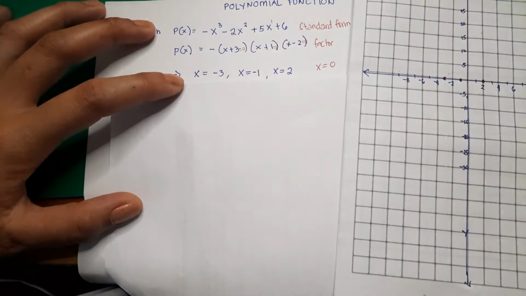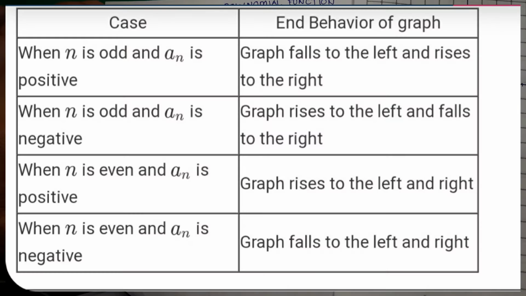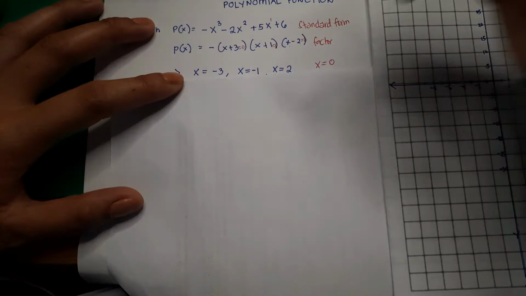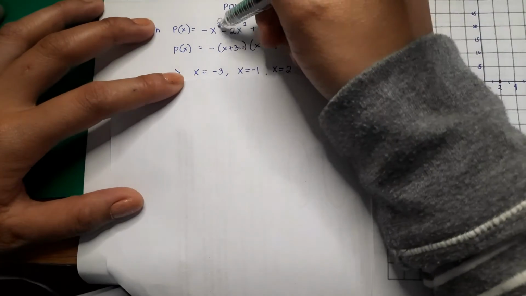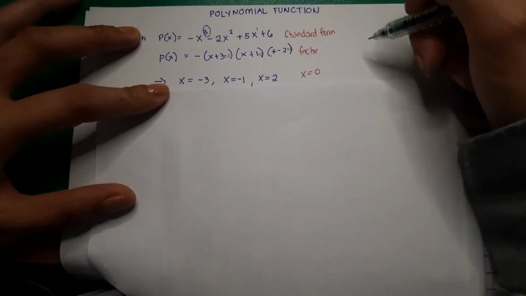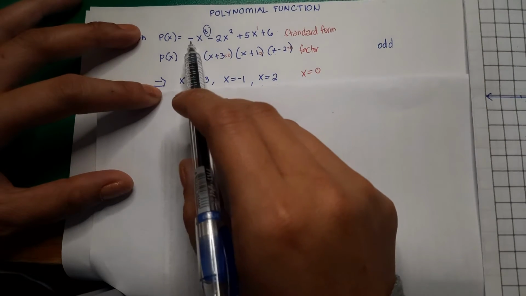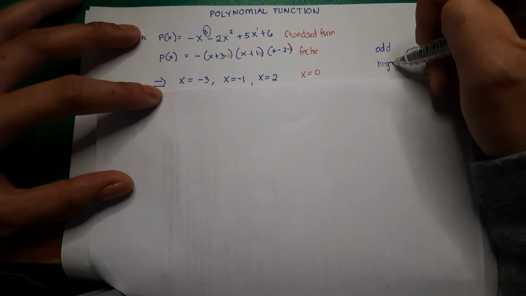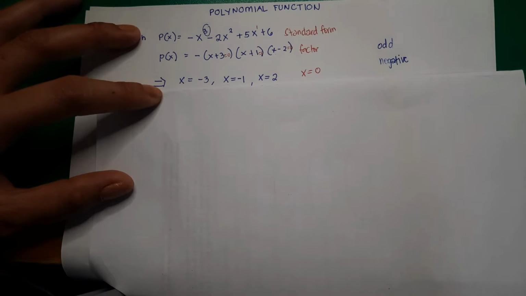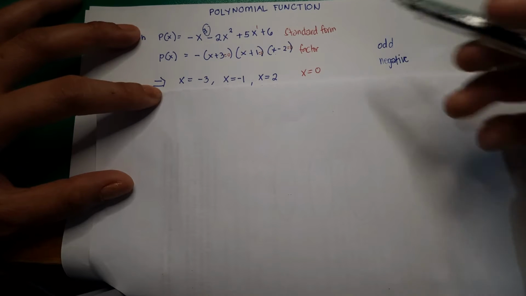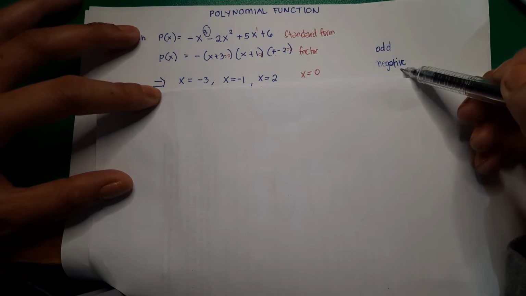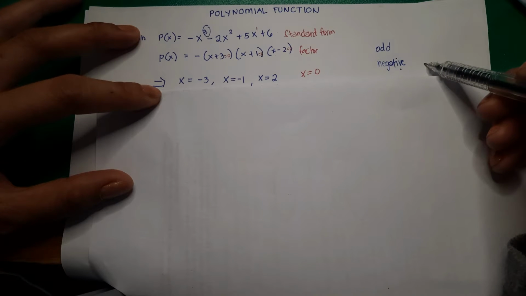Next, as you can still remember, the cases and the behavior of a graph. What do we look for? The degree is odd, and the leading coefficient is negative. For the end behavior of the graph, with odd degree and negative leading coefficient, the graph rises to the left and falls to the right.